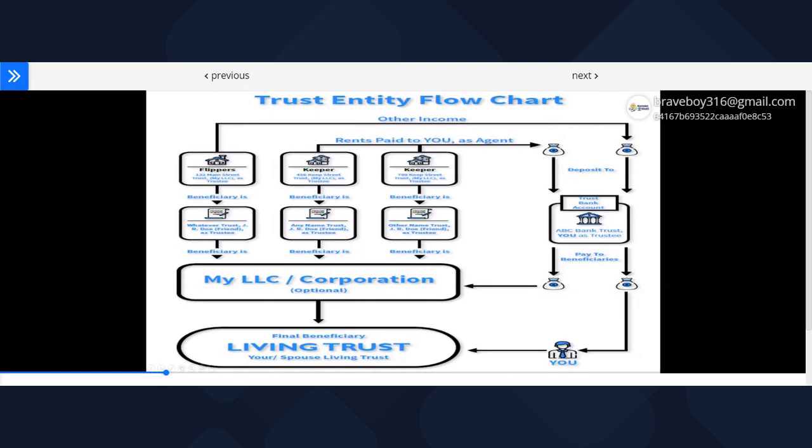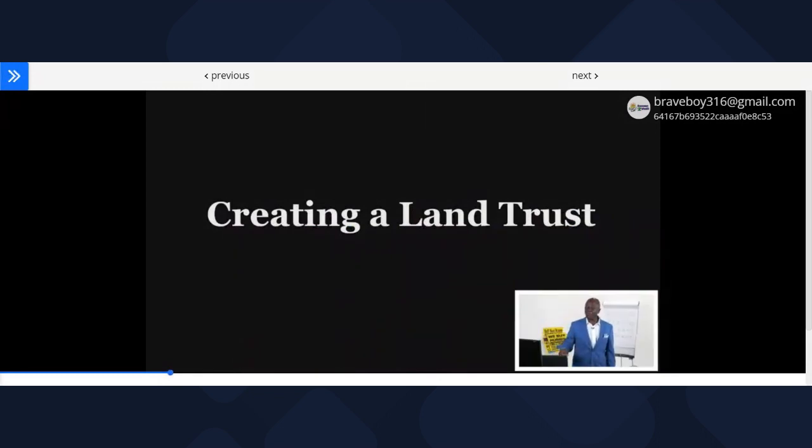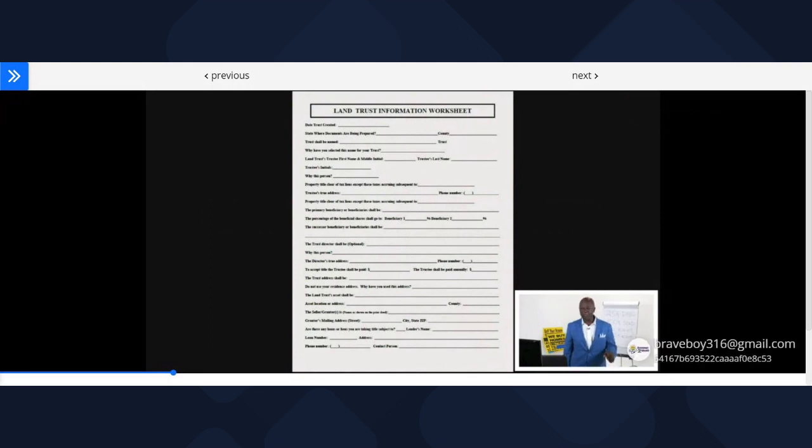All right, we talked about creating the land trust yesterday, and we went through all the forms. We went through the land trust formation document, okay, which was pretty simple to complete. You put in the information, self-explanatory, the information we went through, and then, of course, you're going to go about creating your trust. All right, so we should be good there.